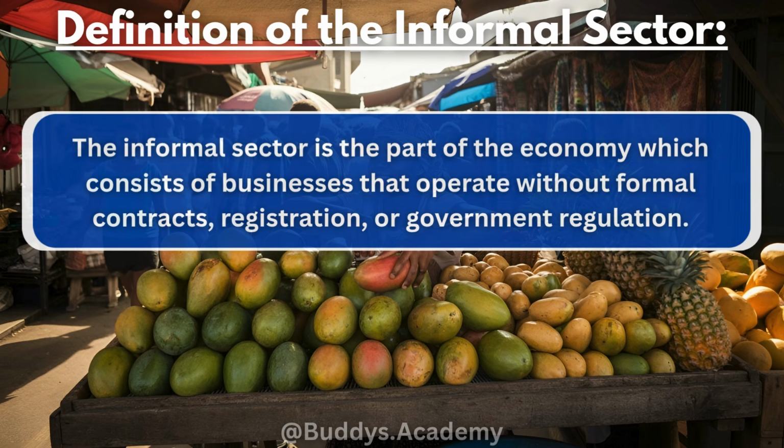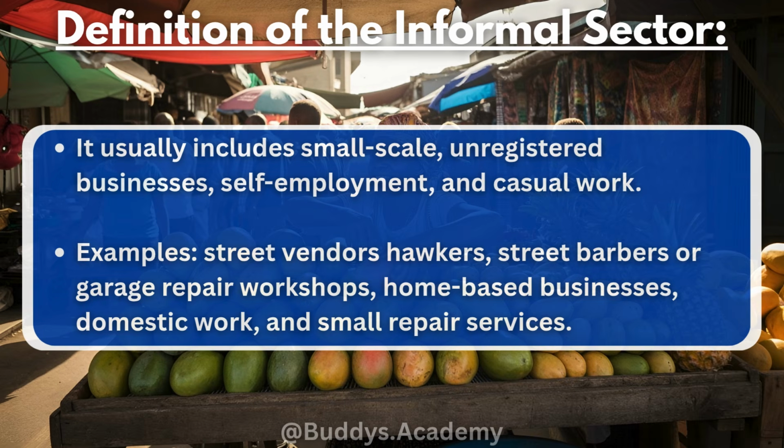The informal sector is the part of the economy which consists of businesses that operate without formal contracts, registration or government regulation. So basically they're going to be unregistered, right? It usually includes small-scale unregistered businesses, self-employment and casual work. Now examples may include your street vendors, your hawkers, your street barbers. Also, if you're like me and you went to a public school, think about the auntie that's sitting outside the school selling things, right?